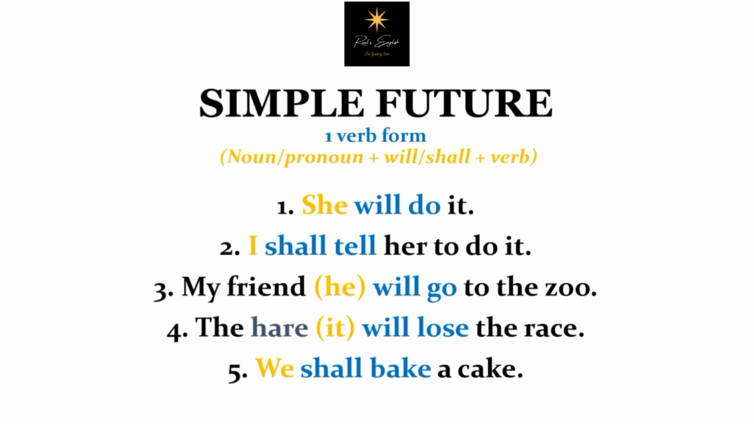I shall tell her to do it. Will you tell her to do it? Yes, I shall tell her to do it. My friend will go to the zoo. He will go to the zoo, or she will go to the zoo. The hare will lose the race. It will lose the race. We shall bake a cake. What shall we do? We shall bake a cake. So that was simple future.